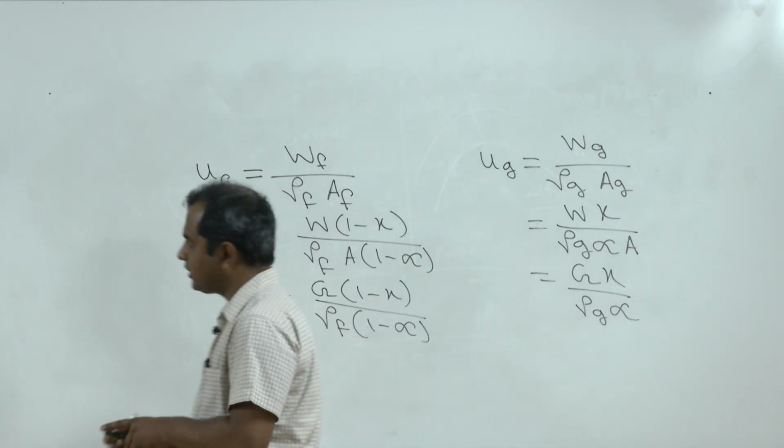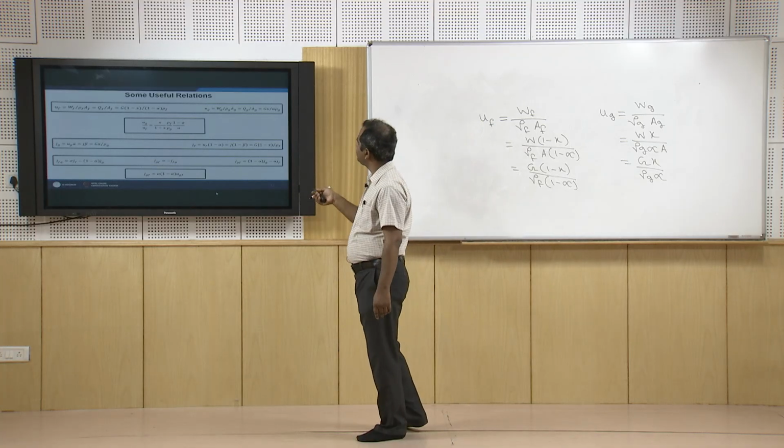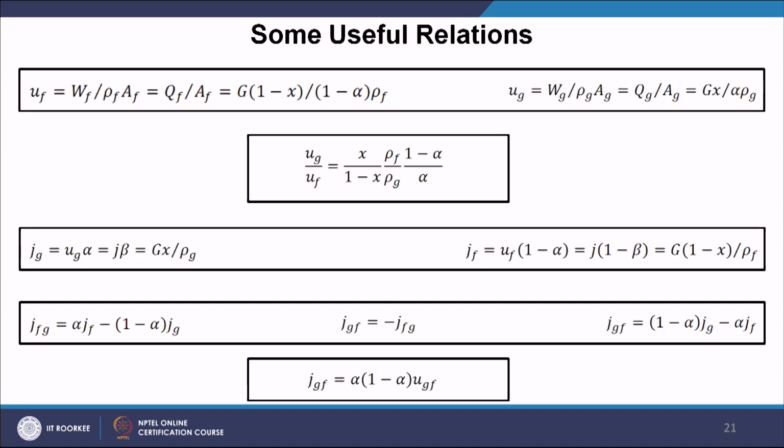So, second equation I have shown you over here, Ug is equal to Gx by alpha into rho g. Now, if you take the ratio between Uf and Ug from these two equations, you will find that G and G cancel out, and finally from this equation you will get x by 1 minus x into rho f by rho g into 1 minus alpha by alpha, right.